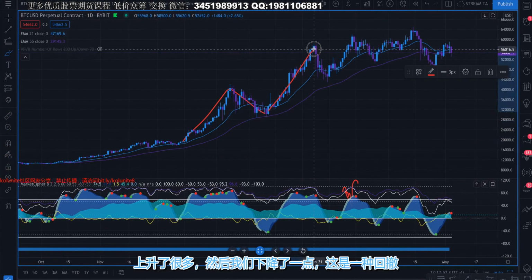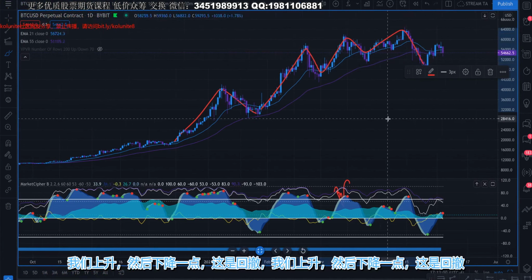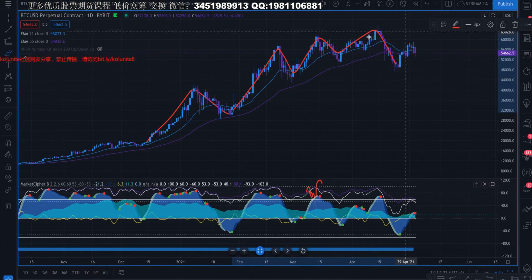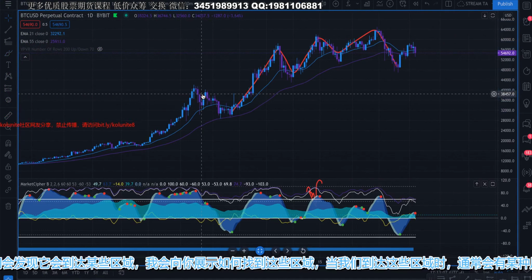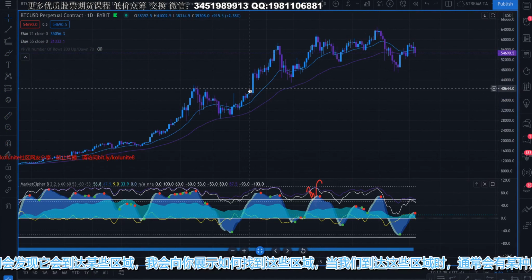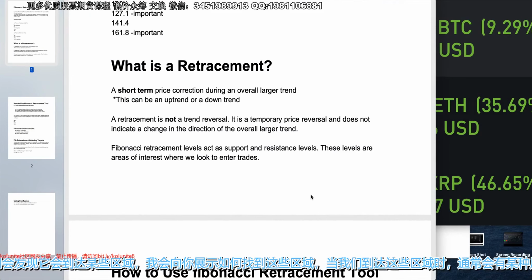And then we come up a lot, and then we come down a little. That's a retracement. We come up, and then we come down a little. That's a retracement. We come up, and then we come down a little. That is a retracement. And a lot of times when price retraces, we will find that it will go to certain areas, and I'll show you how to find those areas. And when we get to those areas, there is usually going to be some kind of a reaction.